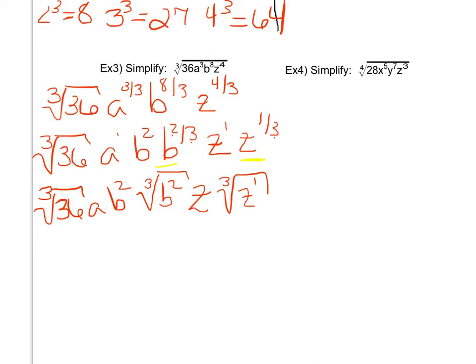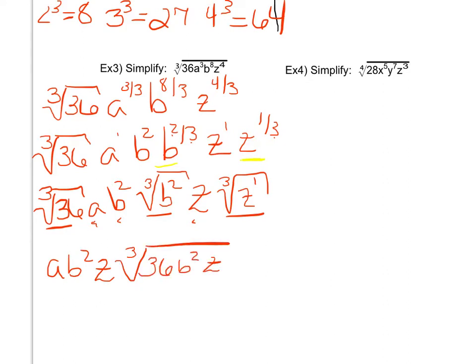And now just cleaning up, anything that's not under the radical I'll pull to the front. So a, b squared, z. Remember that this does not belong to the z, it's part of my root, so careful with that. And then anything that is under a radical I'll pull all under the same radical, giving me the cube root of 36 b squared z to the 1, which is just z.